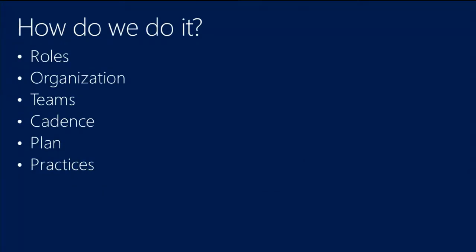So how do we do it? I'm going to talk about 6 things here. I'm going to talk about our roles, our organization, our teams, cadence, plan, and practices. And you heard me talk a little bit maybe yesterday and already today about where we do alignment and where we give autonomy. And in our division, we've chosen to have very tight alignment around roles, organization, teams, and cadence.